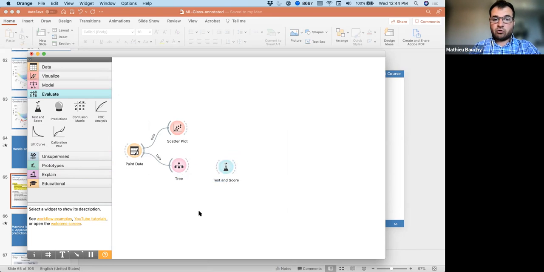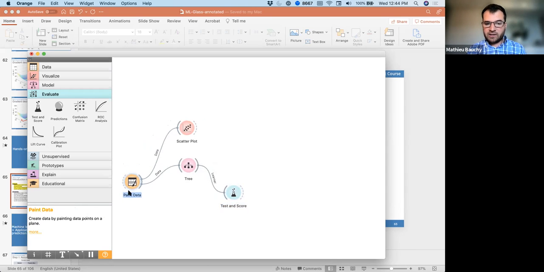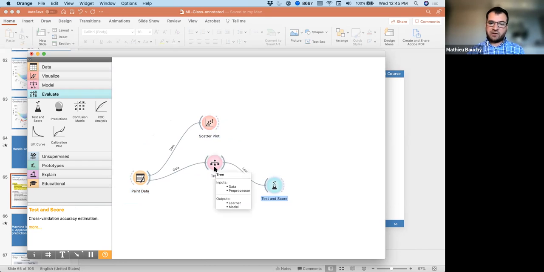Like this tree model, how good is it at classifying the glasses that are red from the glasses that are blue? So for this, you can connect those two. And here, if you want to compare and see how accurate the model is, what you need to do is see what the model thinks, whether the model thinks each data point is red or blue, and you need to compare this with the actual color of the data points, right?